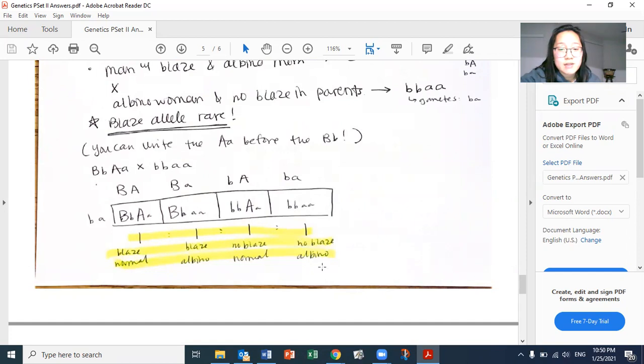So the issue is that right here, technically you could argue that it's a 1 to 2 to 1 ratio, because if you have blaze and you're albino versus if you have no blaze and you have albinism, you can't actually tell, because the albinism kind of overrides all of it. So if you wanted to argue it's a 1 to 2 to 1 ratio, you totally could.